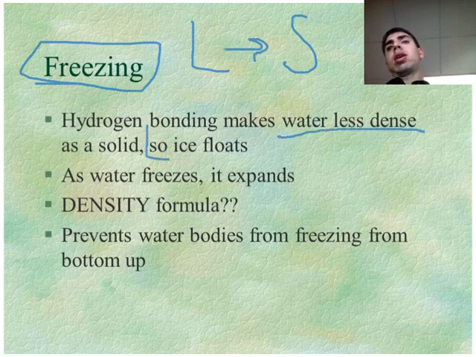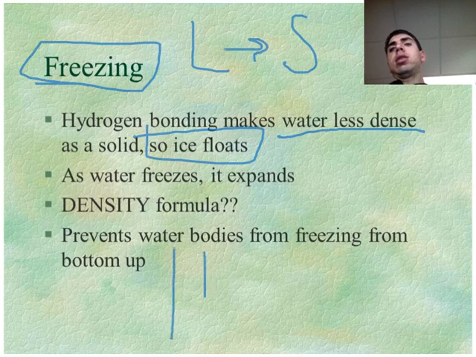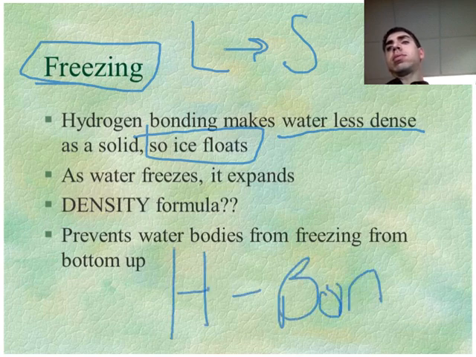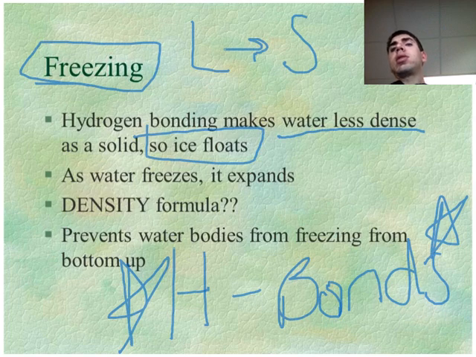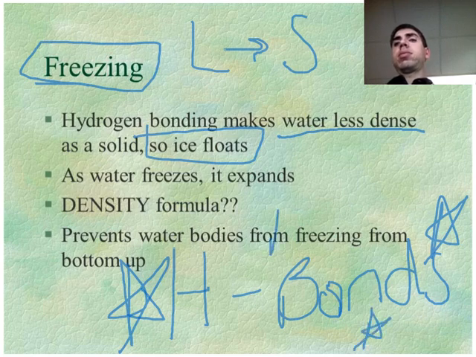So here's the key idea: ice floats. Unlike anything else, ice floats. And it's because of something I haven't talked to you about yet, called hydrogen bonding. If you ever get a question about water and you throw this idea of hydrogen bonding in, you'll get a point. It's almost guaranteed. You're going to get at least partial credit, so always make sure that you use the term hydrogen bonding.